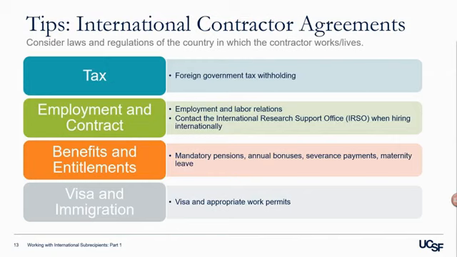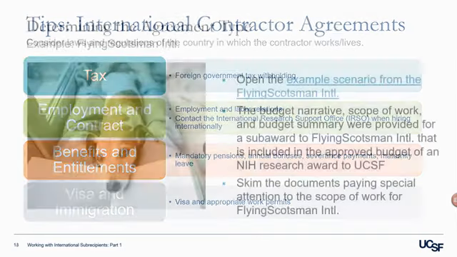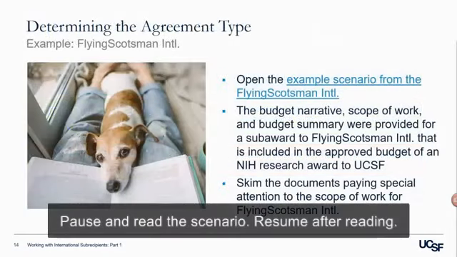So in day 2, we're going to go over some of these items and show you what risks are involved if we don't investigate these items. So let's go on to our example in determining an agreement type. Our example is the Flying Scotsman International.